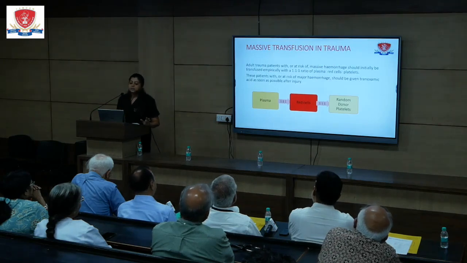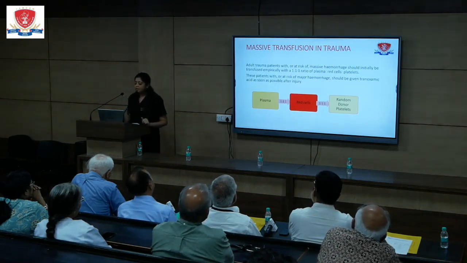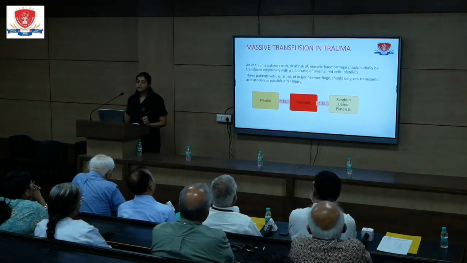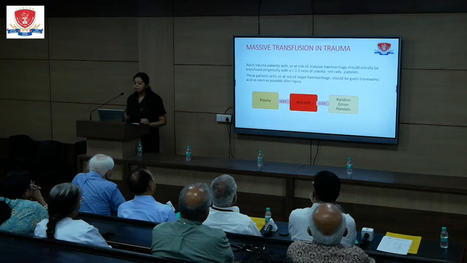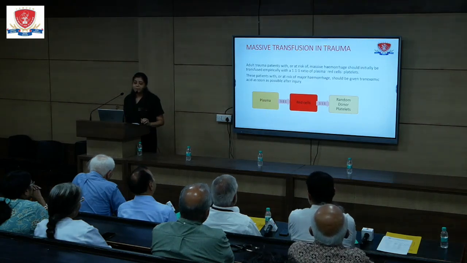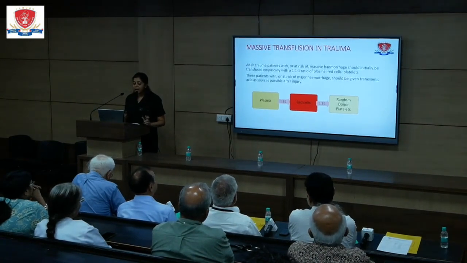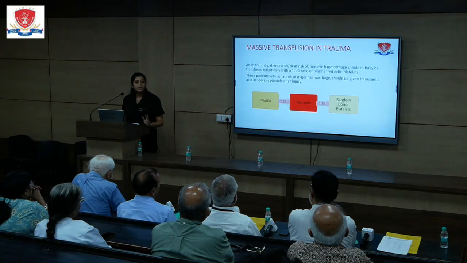Now, massive transfusion in trauma. Adult trauma patients with or at risk of massive hemorrhage should initially be transfused empirically with a 1:1:1 ratio of plasma, red cells and platelets. These patients with or at risk of major hemorrhage should be given tranexamic acid as soon as possible after the injury.